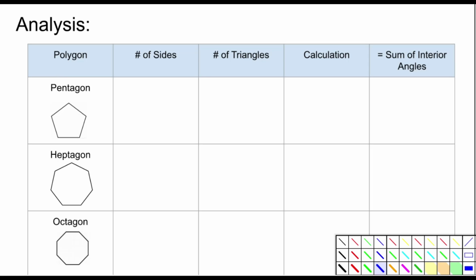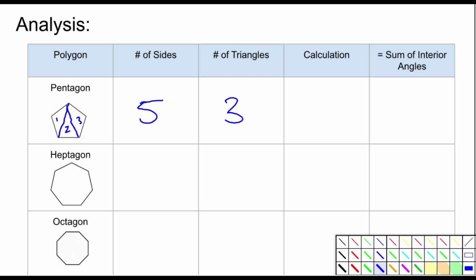A pentagon. What we found was, a pentagon has 5 sides. But now, how many triangles can we create with the pentagon? And again, remember, these can't be overlapping. So I'm going to draw right here. I'm going to sketch in here. I can create 1, 2, and 3 triangles. So I can create 3 triangles. And then the calculation is simple.